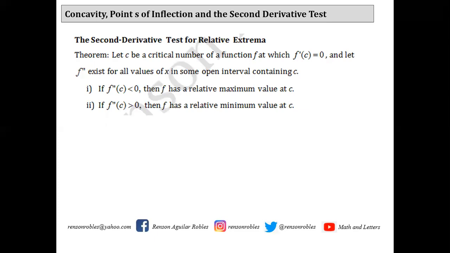at which f prime of c equals 0, and let f double prime of x exist for all values of x in some open interval containing c. Then if f double prime of c is less than 0, then f has a relative maximum value at c, and if f double prime of c is greater than 0, then f has a relative minimum value at c. Once more, if f double prime of c is less than 0, it's a relative maximum, and if f double prime of c is greater than 0, then f has a relative minimum value at c.